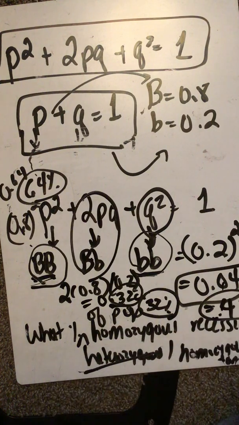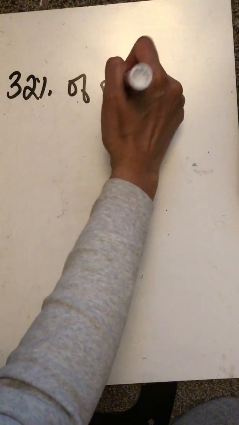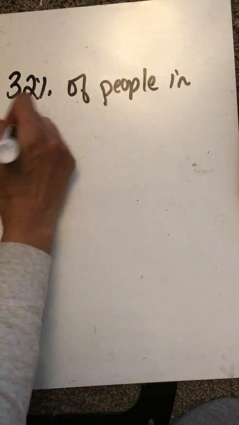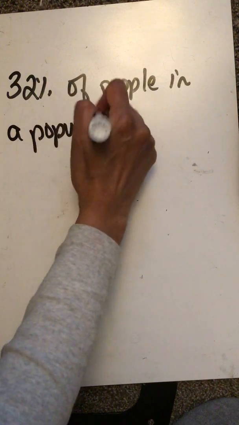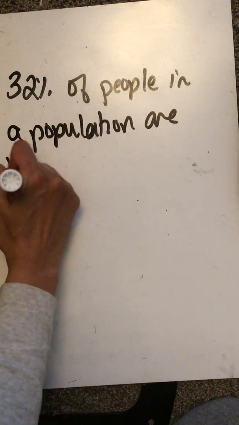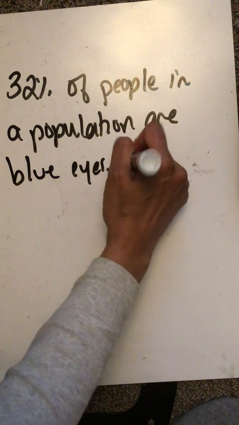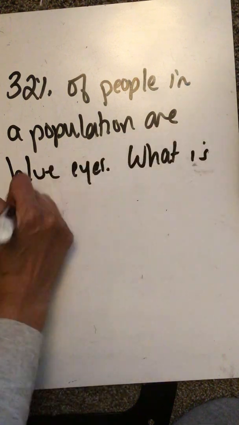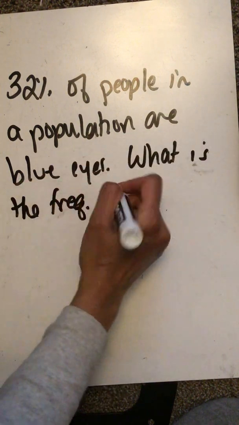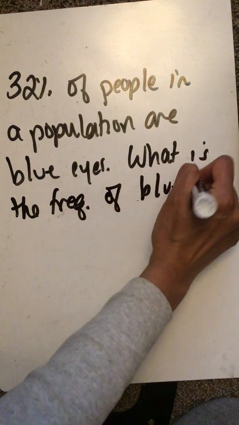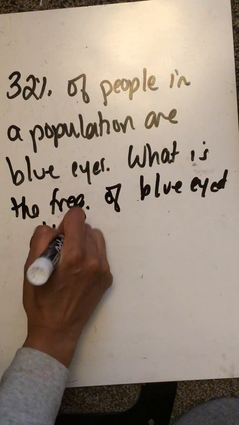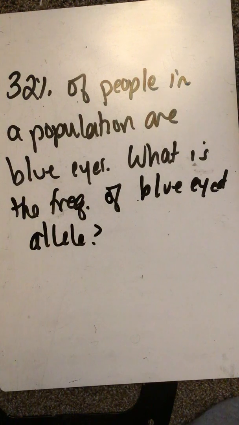So I'm going to give you another example to help you out. What if they say 32% of people in a population are blue eyes? What is the frequency of the blue-eyed allele? What if they give you something like this?